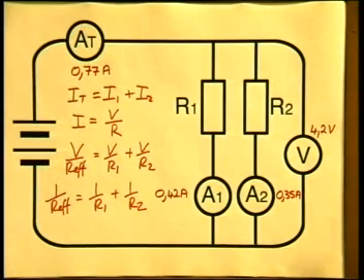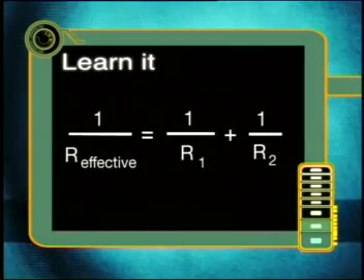This formula gives the effective resistance of two resistors in parallel. Now this formula is very important, so please write it down. 1 over R effective is equal to 1 over R1 plus 1 over R2, where R1 and R2 are the values of the resistors in the parallel combination. So let's try a few problems to make sure that we understand how to use the formula. Make sure that you have your calculators handy.